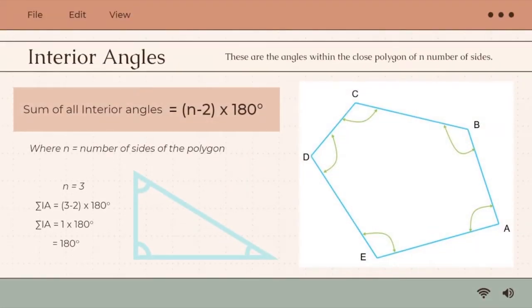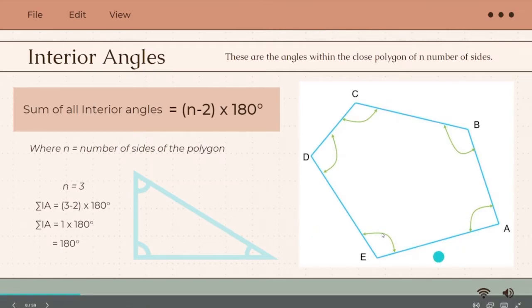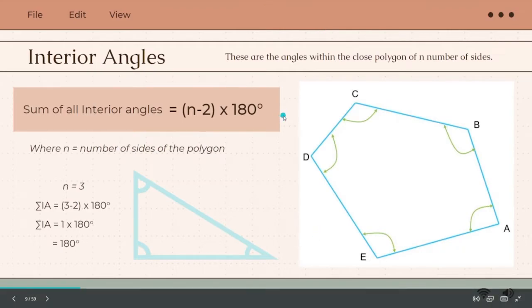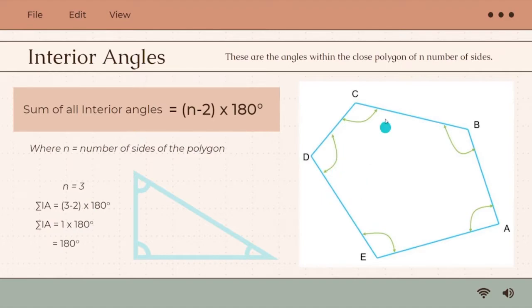So in surveying, surveyors use polygons to conduct surveying work, and mostly they refer to polygons as traverse to help establish control points. The angles inside the traverse or the polygon are what we call the interior angles. So interior angles are the angles within the closed polygon of n number of sides. If we have a polygon of 5 sides, then it is expected that we have 5 interior angles from the converging lines of our polygon.